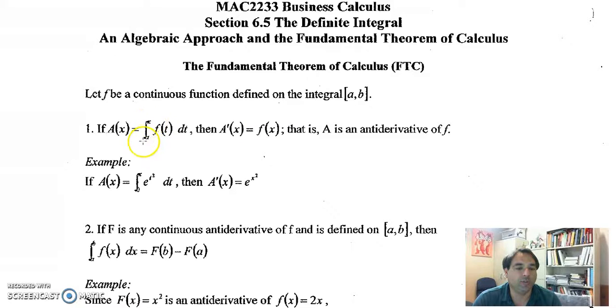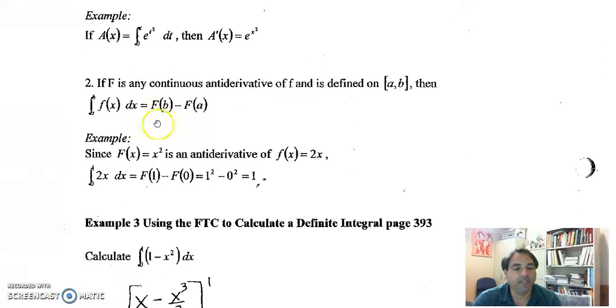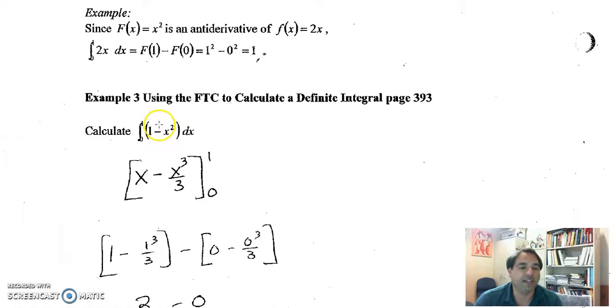So remember, we're doing integrals. The bottom numbers are lower bound, top numbers are upper bound. And we'll just jump into an example. So if I had the integral from 0 to 1 of 1 minus x squared dx, we would take the integral, then we would plug in the upper bound number and subtract from the lower bound number.